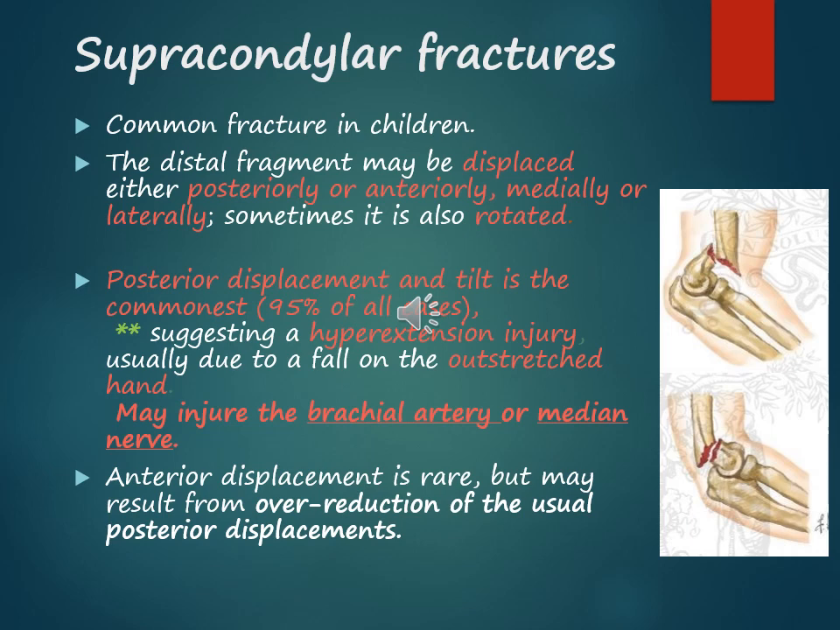The most common injuries associated with this fracture are injuries to the brachial artery, which can cause ischemia in the hand, and also injuries to the median nerve, particularly to the anterior interosseous nerve, which is a branch of the median nerve. Most of these fractures are displaced posteriorly, and we call them extension type fractures. Only 5% are anteriorly displaced.